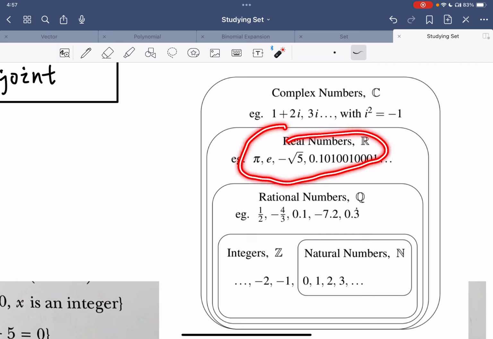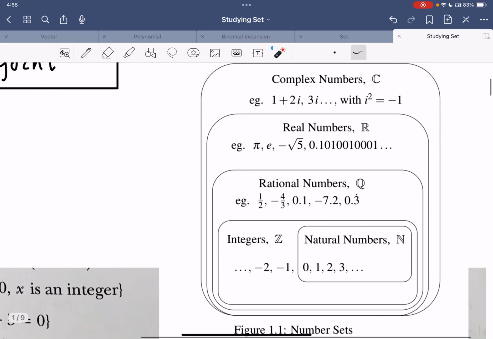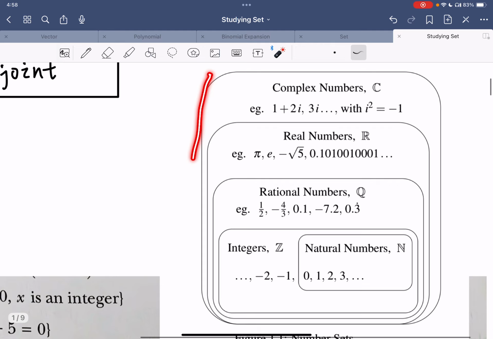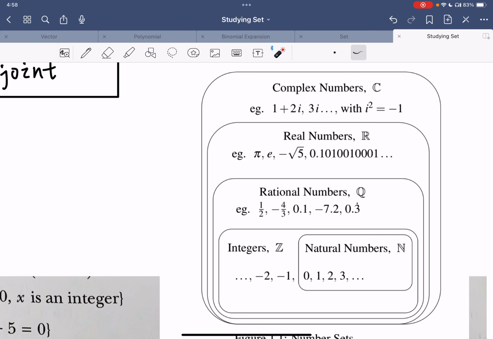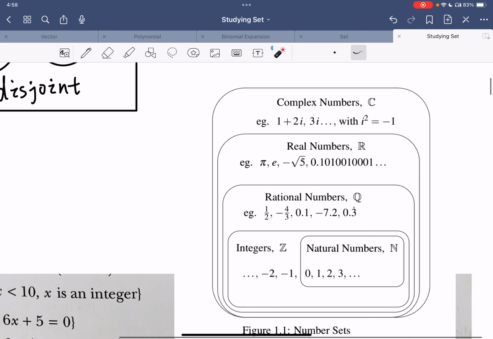And next one, real numbers. It includes rational numbers and irrational numbers. For example, all of these examples I used are irrational numbers. Okay, next one, we have integers and natural numbers. So if we define complex numbers as the universal set, then all the 3 other sets lie within this universal set. Okay?